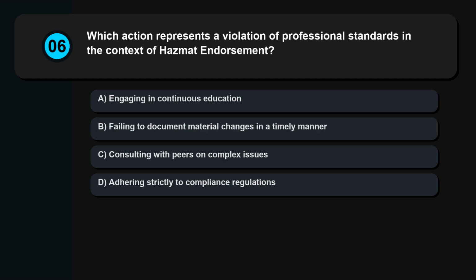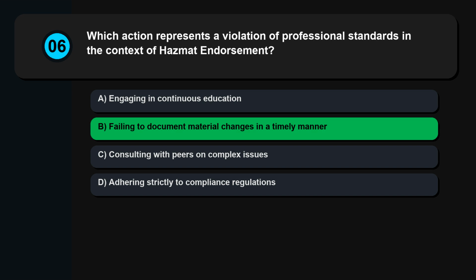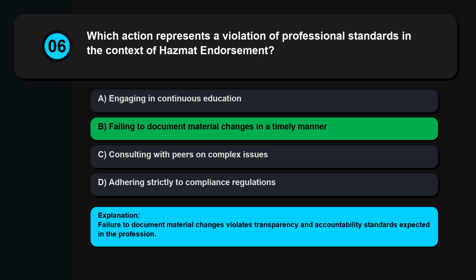Question 6. Which action represents a violation of professional standards in the context of Hazmat endorsement? Engaging in continuous education, failing to document material changes in a timely manner, consulting with peers on complex issues, adhering strictly to compliance regulations. Failure to document material changes violates transparency and accountability standards expected in the profession.